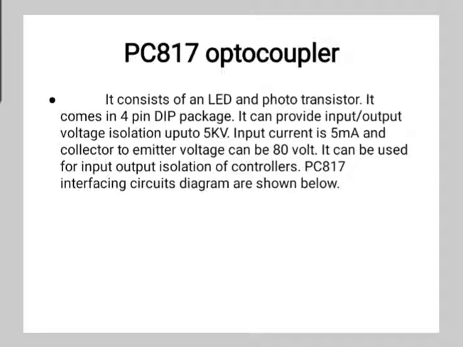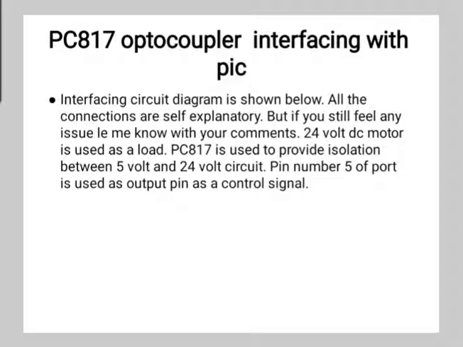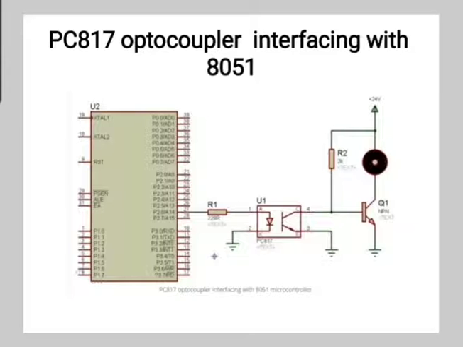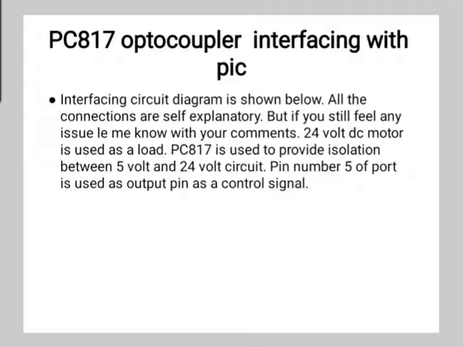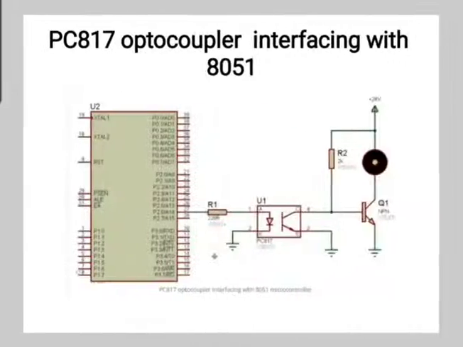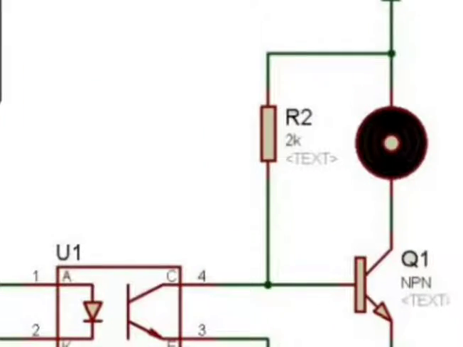PC817 optocoupler interfacing with PIC, that is, the interfacing circuit diagram is shown here. So all the connections are self-explanatory, but here a 24 volt DC motor is used as a load. It is shown in this diagram.